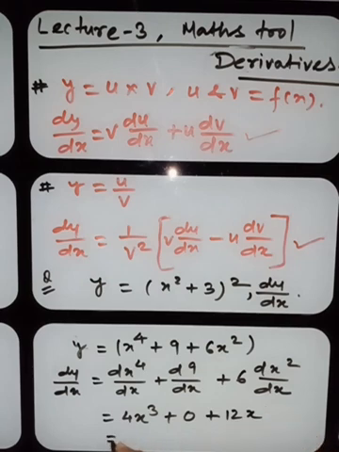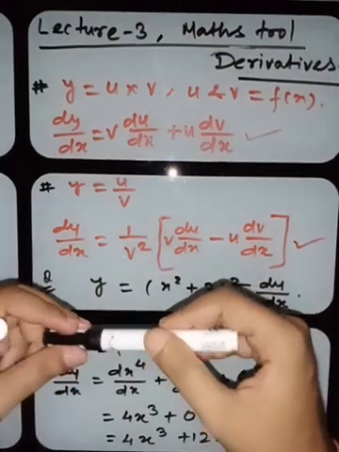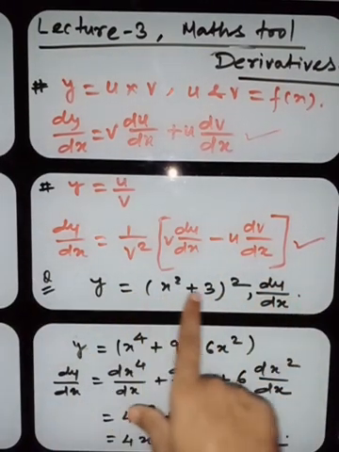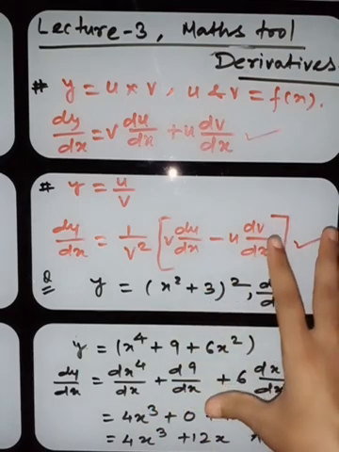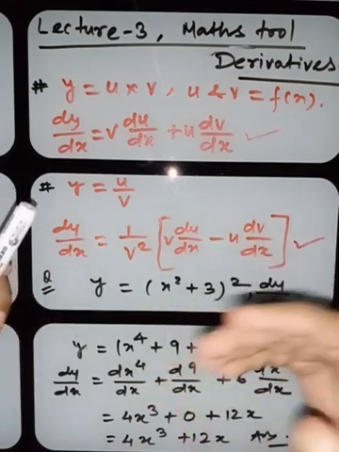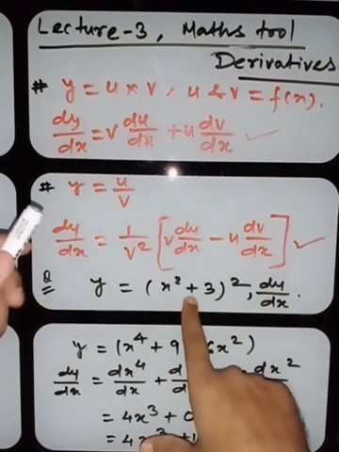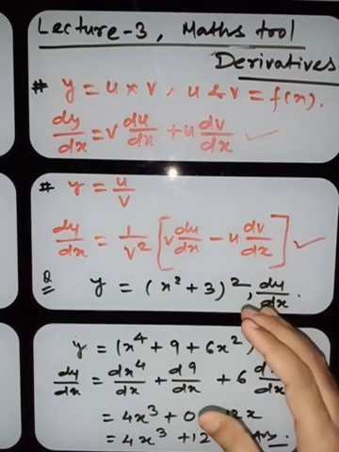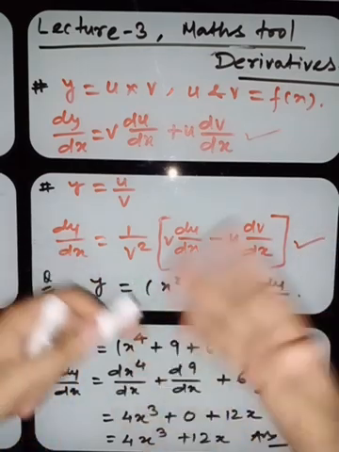So this is the required answer, 4x cube plus 12x. I hope this is not very difficult, my dear students. Basically, today we will study how to differentiate such type of function. Remember, my dear students, such type of question you will get in kinematics. Sine and cosine functions will come later on, but such type of question, that is the quadratic equation, linear equation, you need to differentiate in kinematics. From the beginning of physics it will be used.